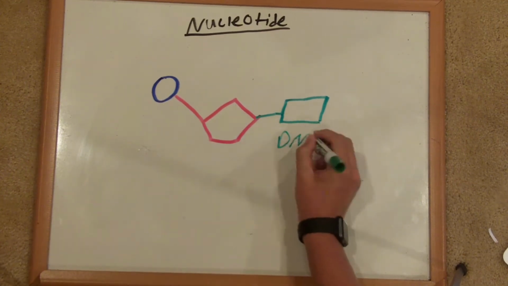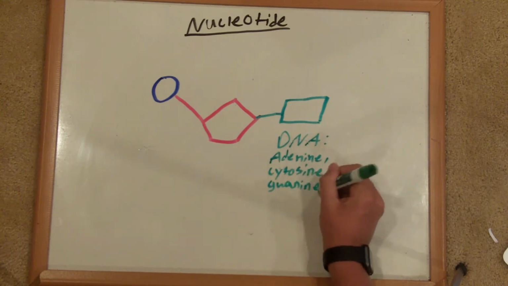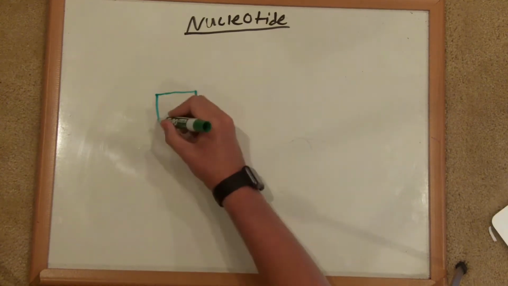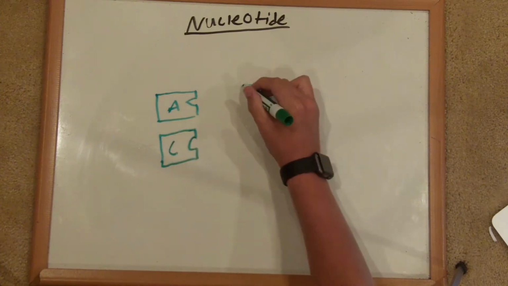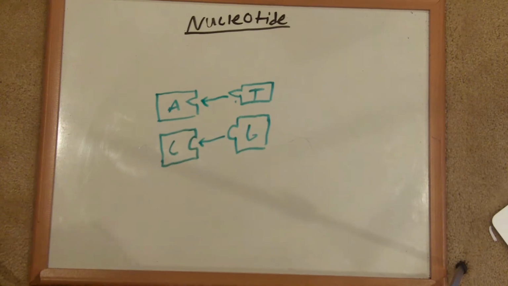In DNA, the nitrogen bases are adenine, cytosine, guanine, and thymine. Each base has its own specific shape. Guanine fits into cytosine and thymine fits into adenine. You cannot put thymine into cytosine or the other way around.